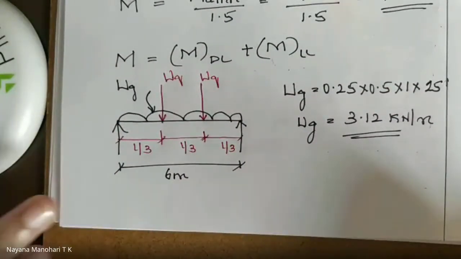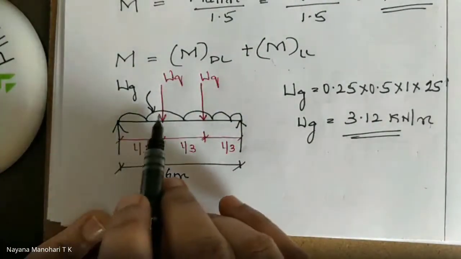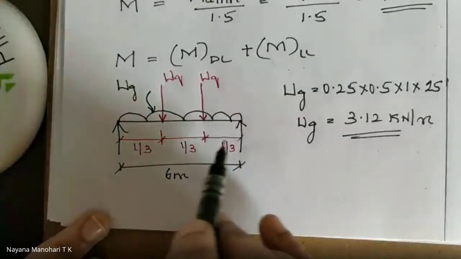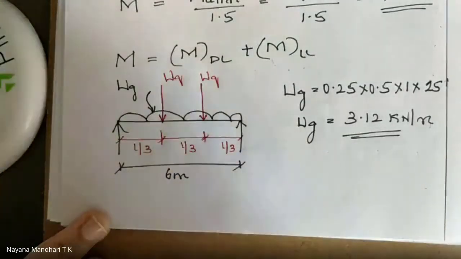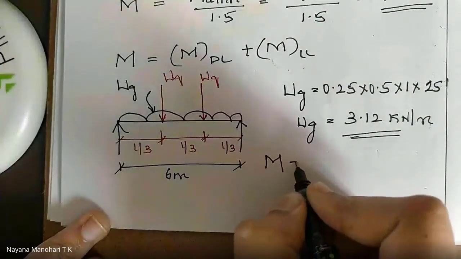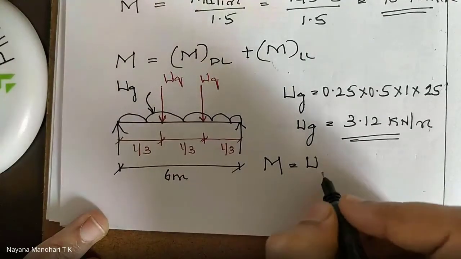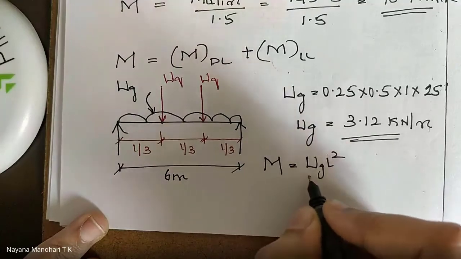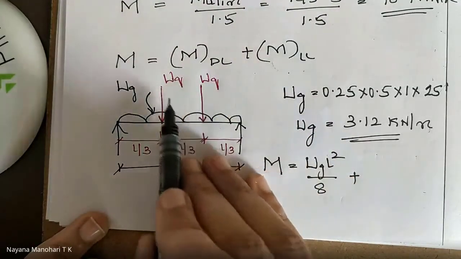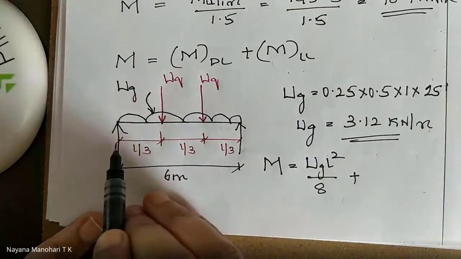Next, you need to calculate the WQ value. You know the standard formula. If the 2-point load is acting at a distance L by 3 from the left as well as the right support, the moment equation is given by, I will write it directly, the standard formula: M equals moment due to dead load, which is in the form of UDL, WL squared divided by 8, plus moment due to live load, a 2-point load acting at L by 3 on either support.